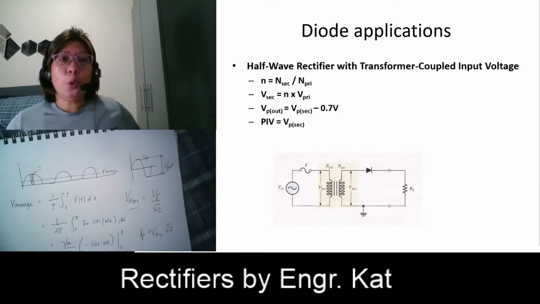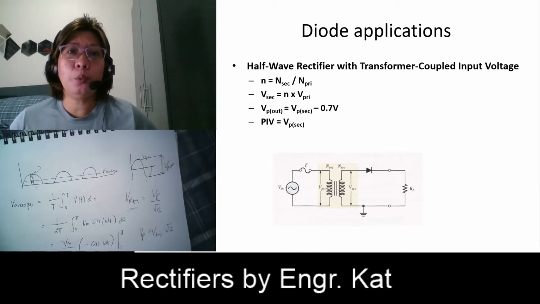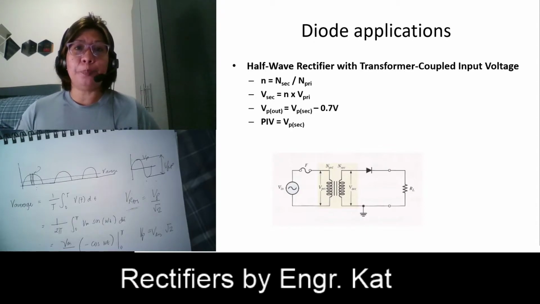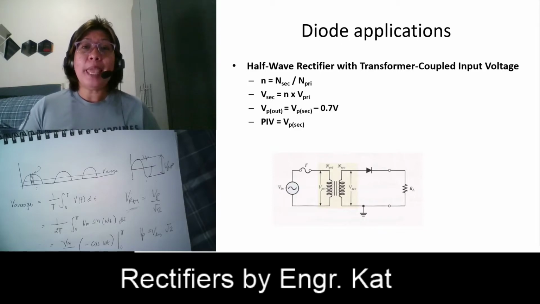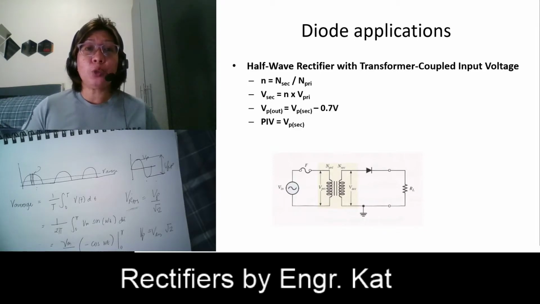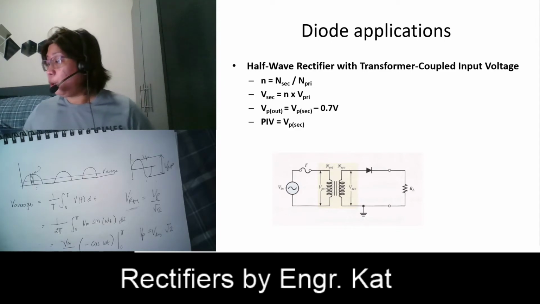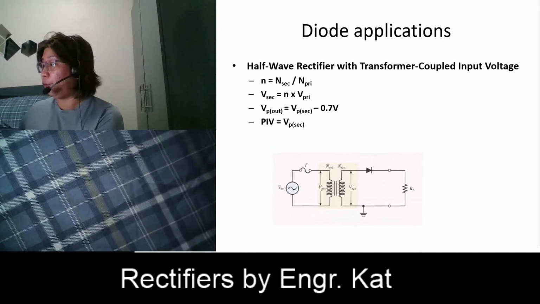In using a transformer coupled input voltage, we will be needing to understand these different parameters. So we have here your N. What is your N? N corresponds to the secondary winding and the primary winding of your transformer. There can be three values for N. What are those three values for N?